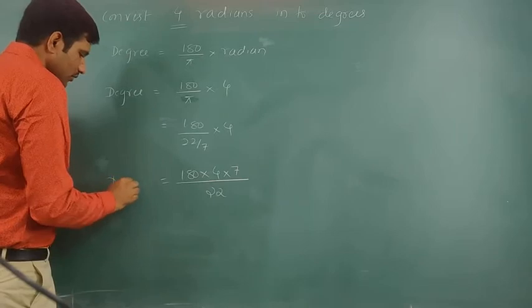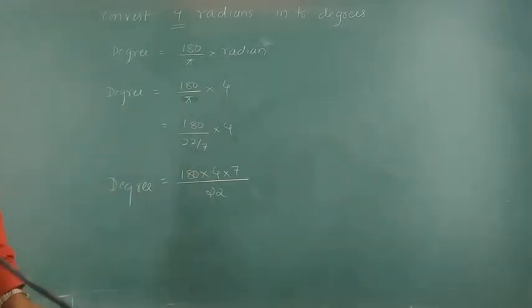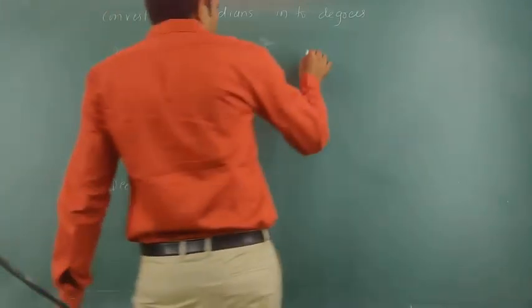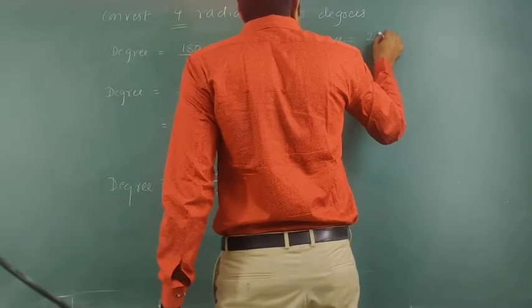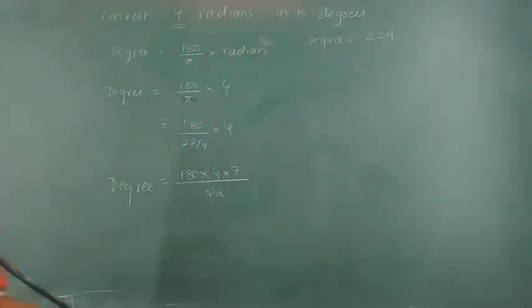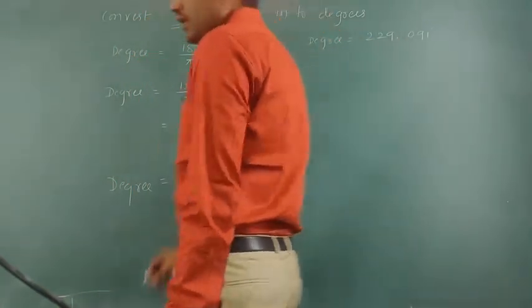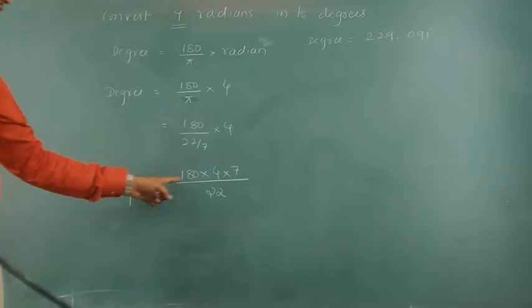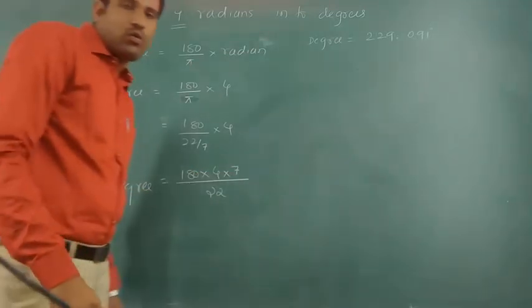So tell me the answer by using a calculator. After the decimal point, you have to tell me 3 values. It is 229.091. Is it clear whether you are getting this value? So 180 into 4 into 7 by 22 is 229.091 degree.